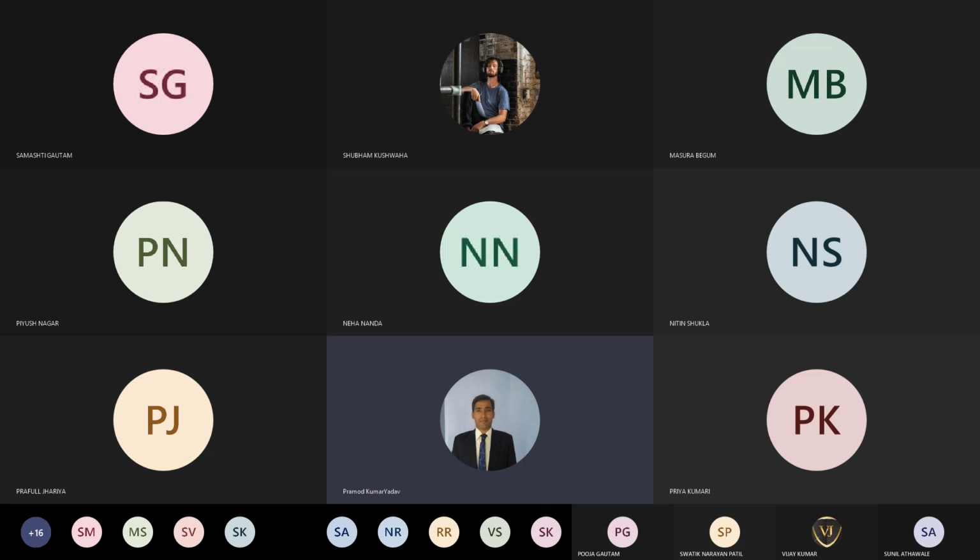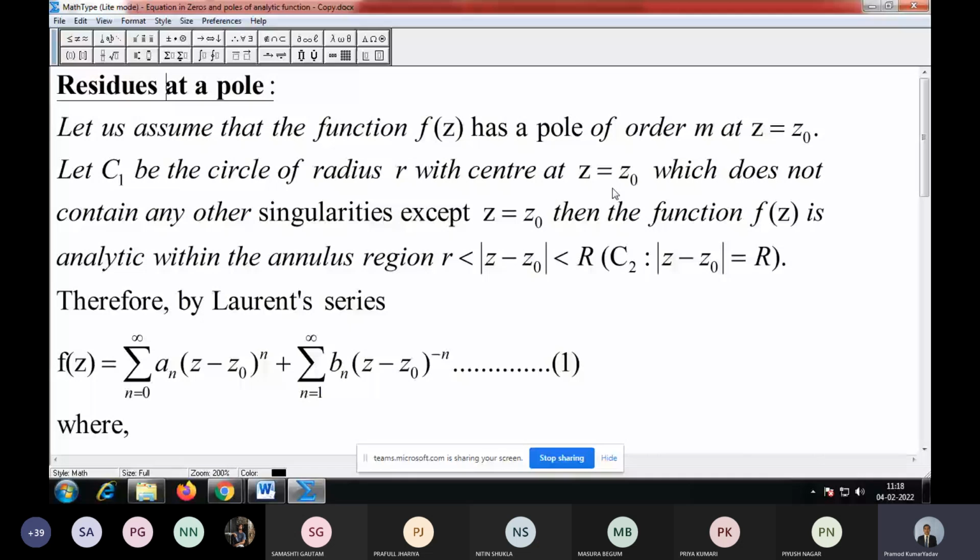And those points at which a function is not analytic are known as singular points. Singular points are classified mainly into three types: poles, essential singularities, and removable singularities. Any of these can be an isolated or non-isolated singularity. I think the definitions of isolated and non-isolated singularity were also clear.